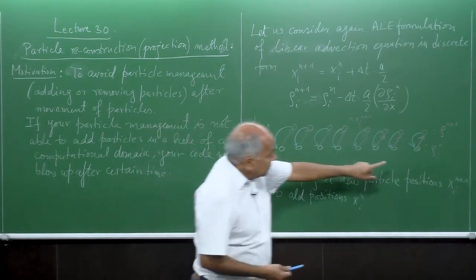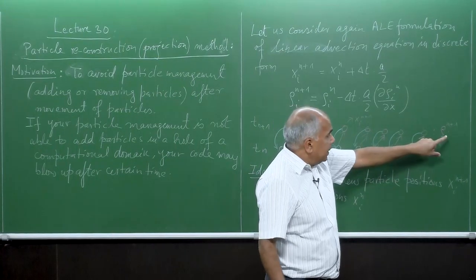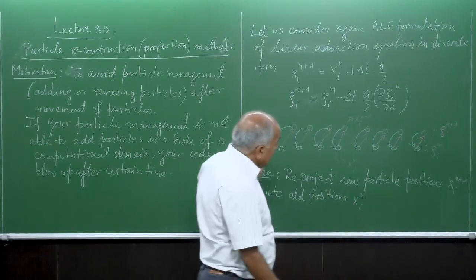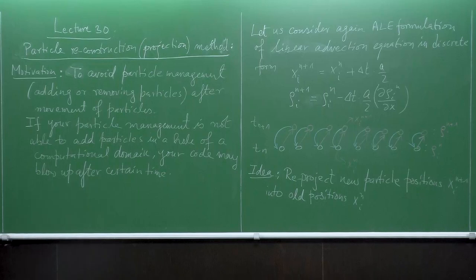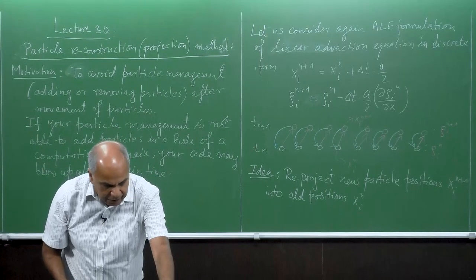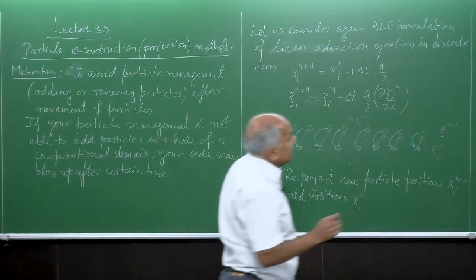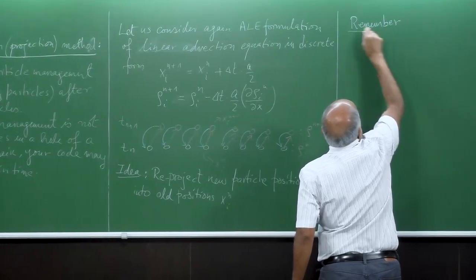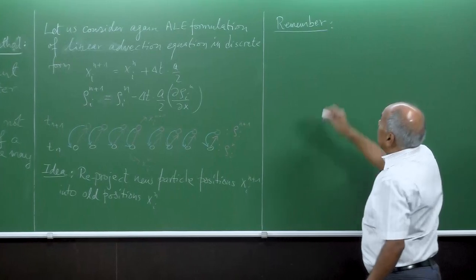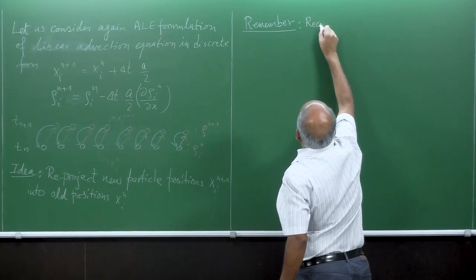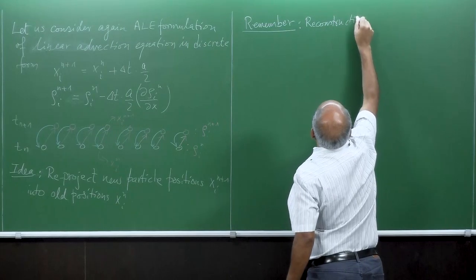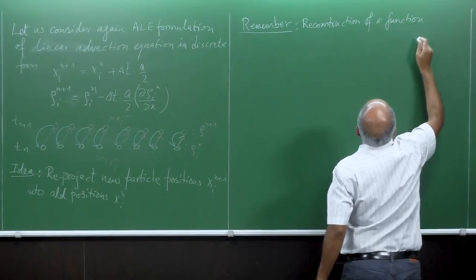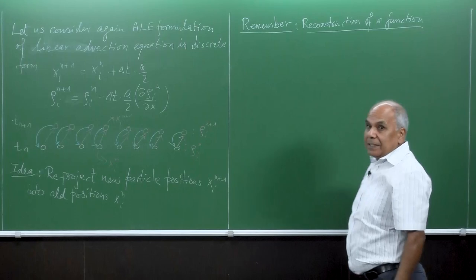So it means I bring it back, but that is not sufficient, because at this point I have the value rho I n, but I need the value of rho I of n plus 1. But that we know already, because in the initial lecture we have already computed it. Remember the reconstruction of a function. So there we have presented that.